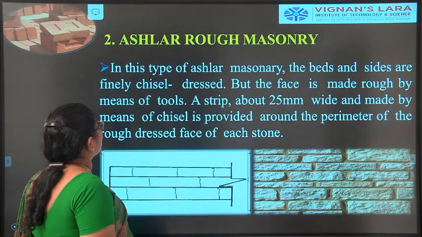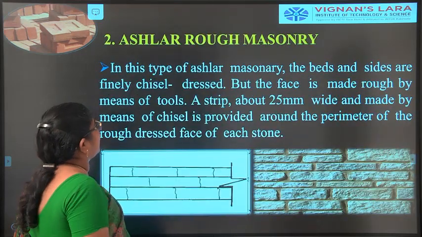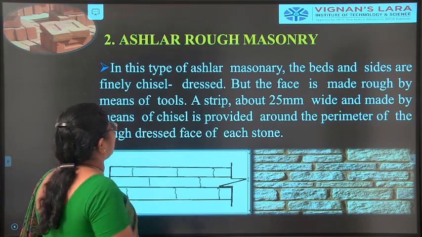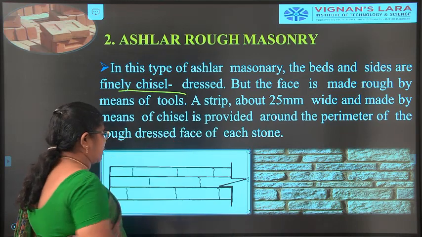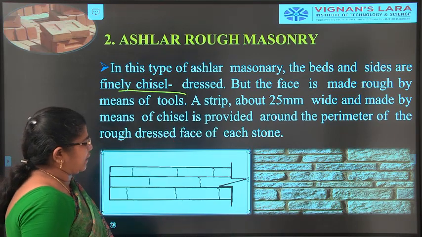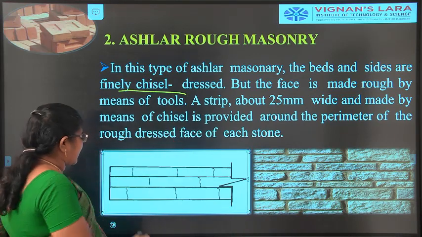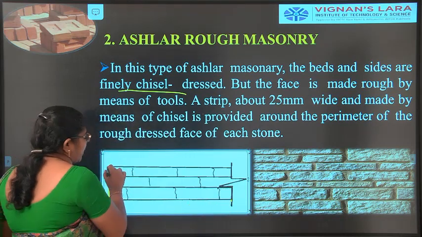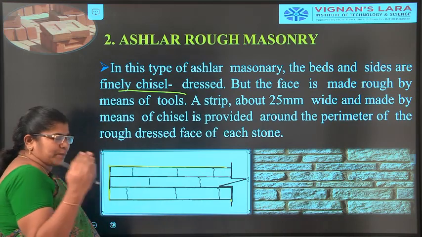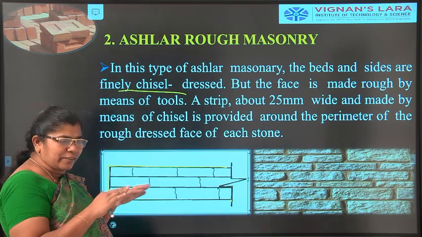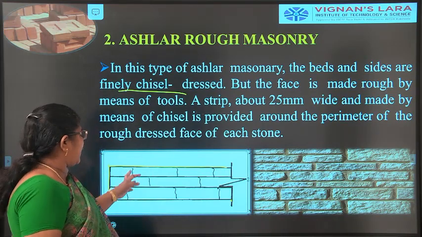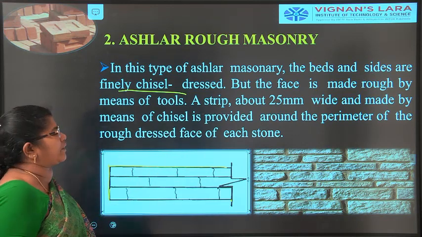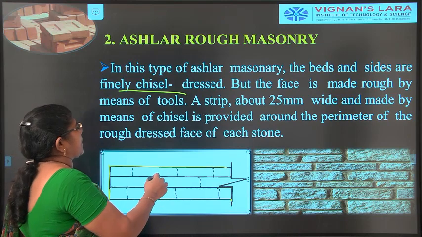Okay. The next one is ashlar rough masonry. In ashlar rough masonry, the beds and sides are finely chiseled and dressed. You can see the sides will be properly rectangular and fine faced. In between, it will not be finely faced, but the face is made rough by means of tools.